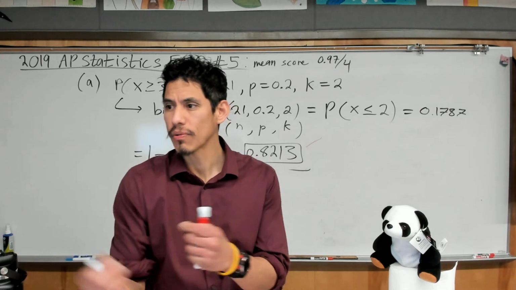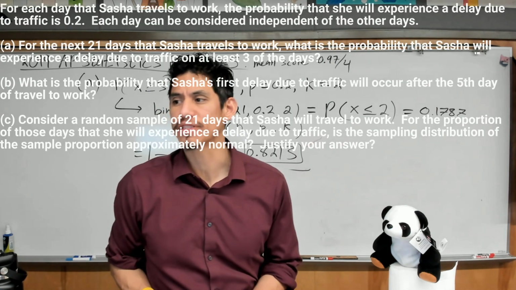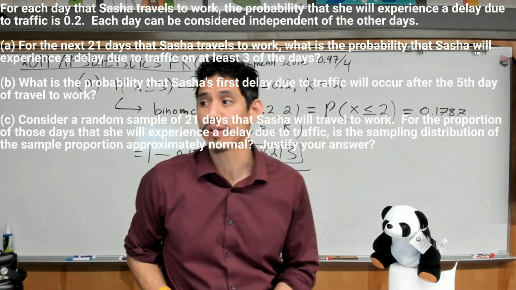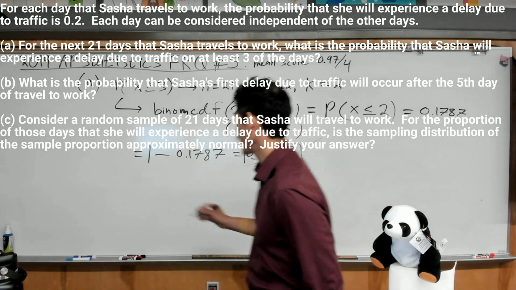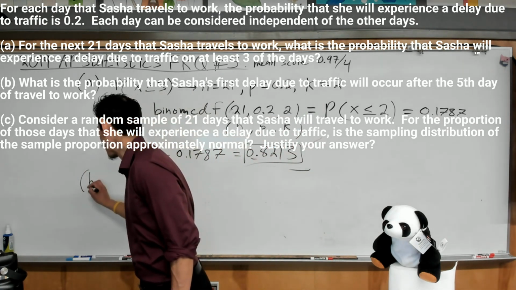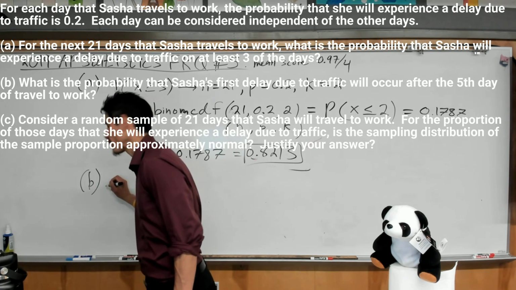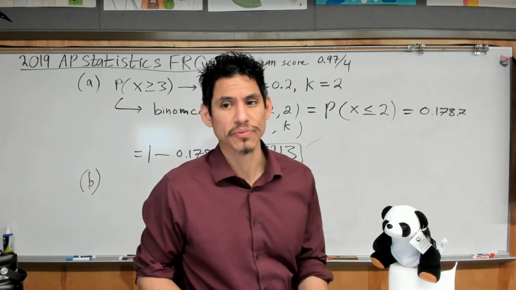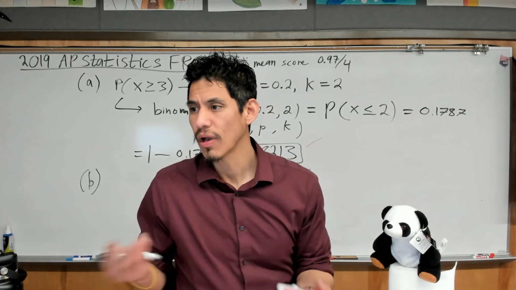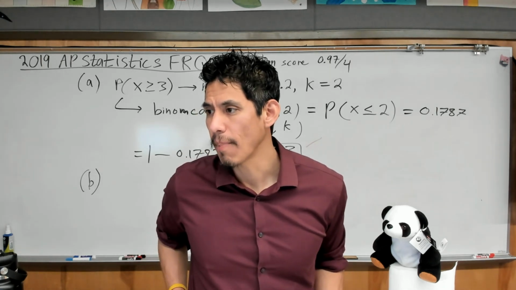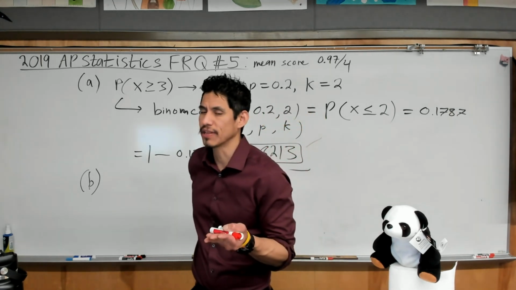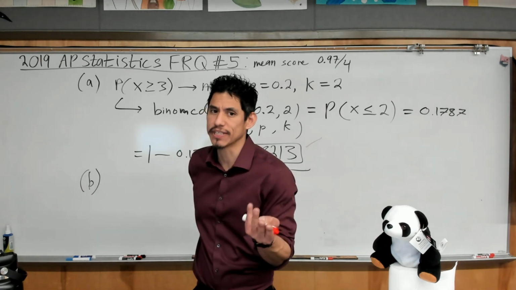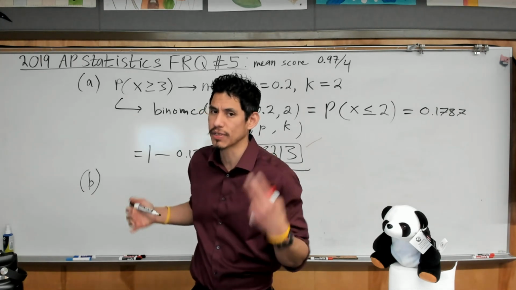Part B. What's the probability that Sasha's first delay due to traffic will occur after the 5th day of work? Okay, so this is actually really simple. The mistake is usually to overthink it, because all this is asking for is what's the probability that she'll be on time for the first 5 days? Because her being late after the 5th day could be the 6th, could be the 7th, could be the 8th. There are so many combinations.